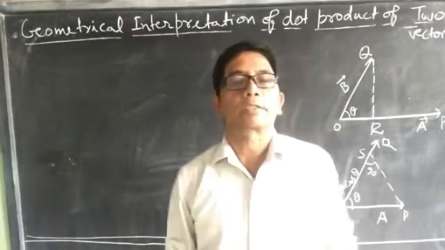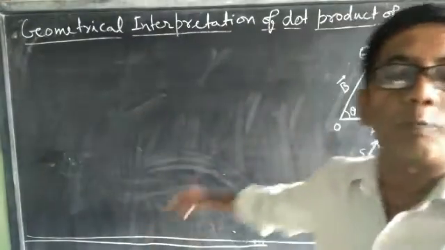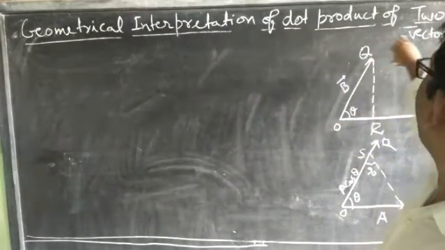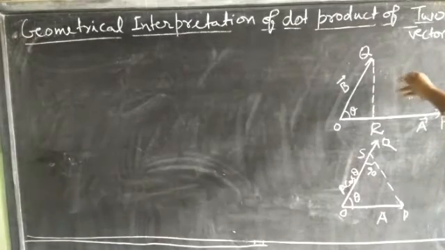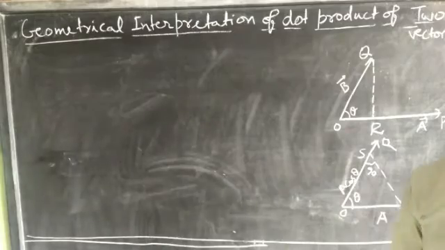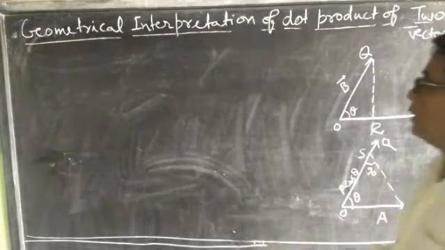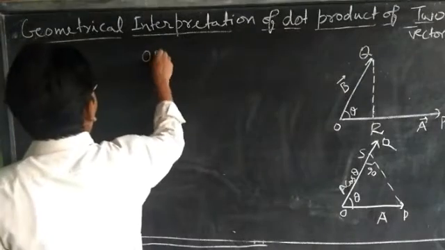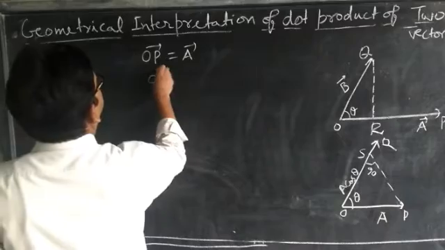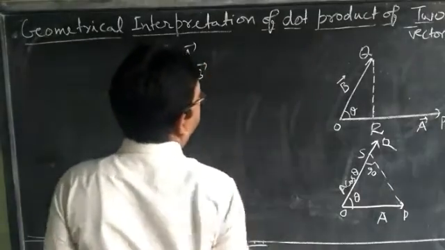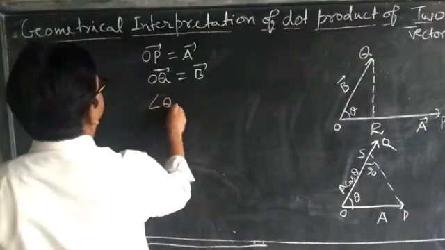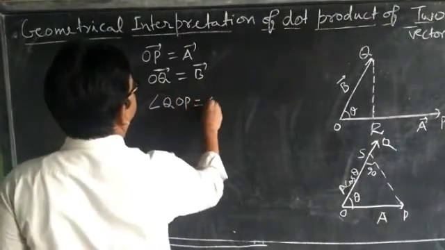Now first, we will tell you the geometrical interpretation of the dot product of two vectors. OP represents vector A and OQ represents vector B. OP is vector A and OQ is vector B, and angle QOP is equal to theta.